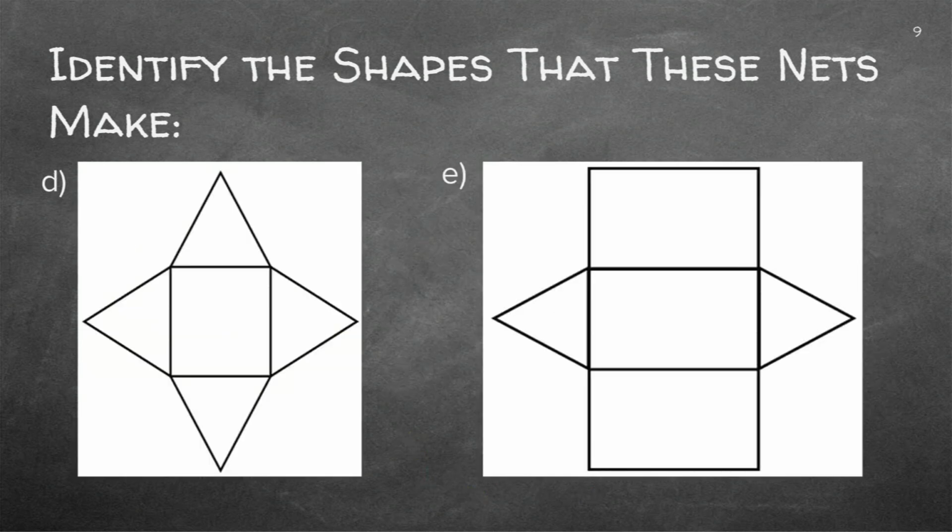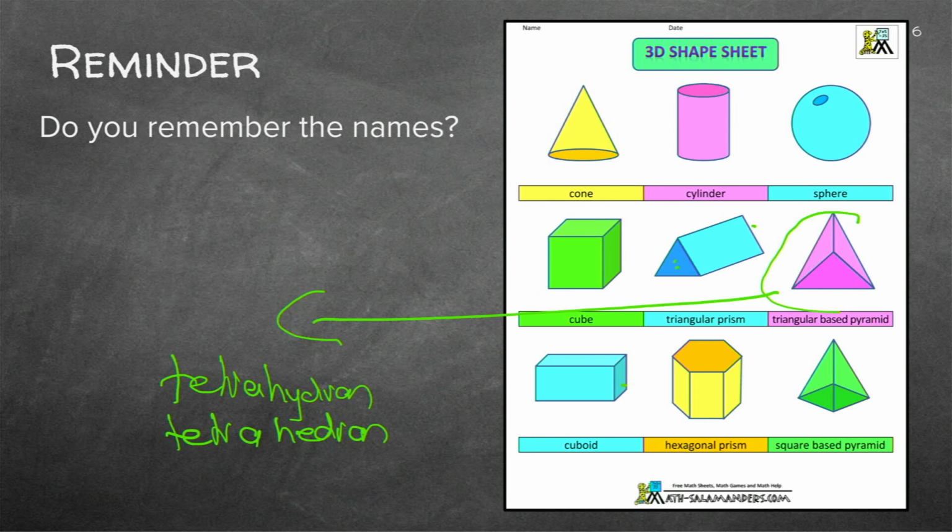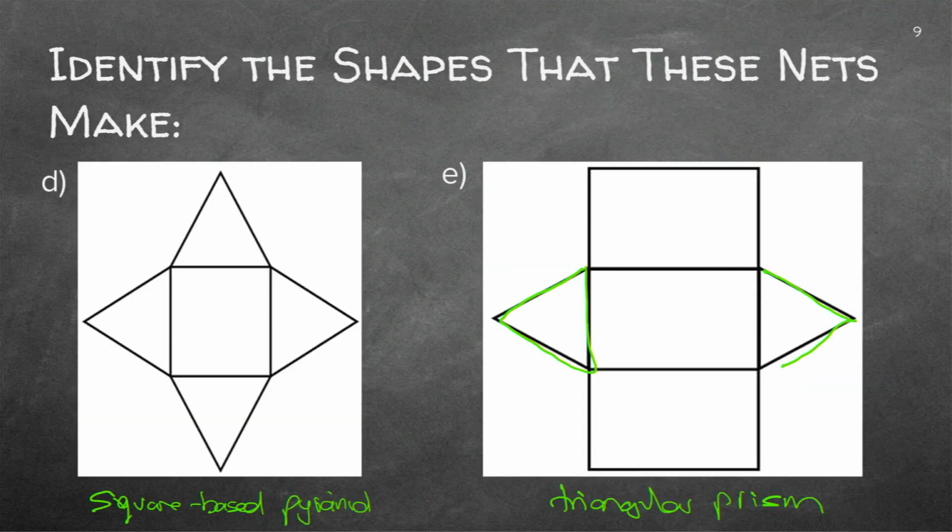Let's continue. This one, there we've got our friend again, right? It is a square-based pyramid. And then this one, just look at these sides. It's triangles. So it is, remember, a prism? What is this? What is the name of this? It is a triangular prism. It's exactly like that one. Okay? So this is the net of a triangular prism.